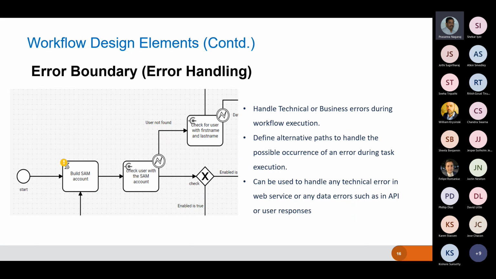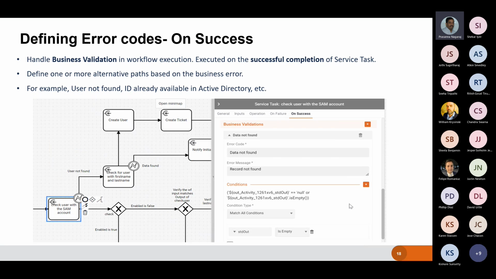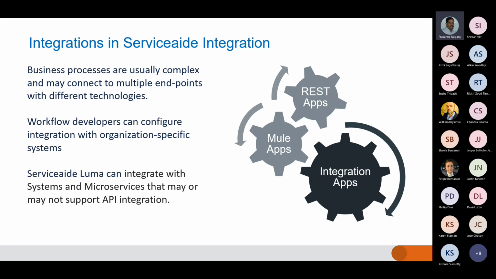event. So that's what we covered, and also how you can configure or create your own error codes to branch the workflow to take different paths in the flow. And then on success, we can configure the same thing.